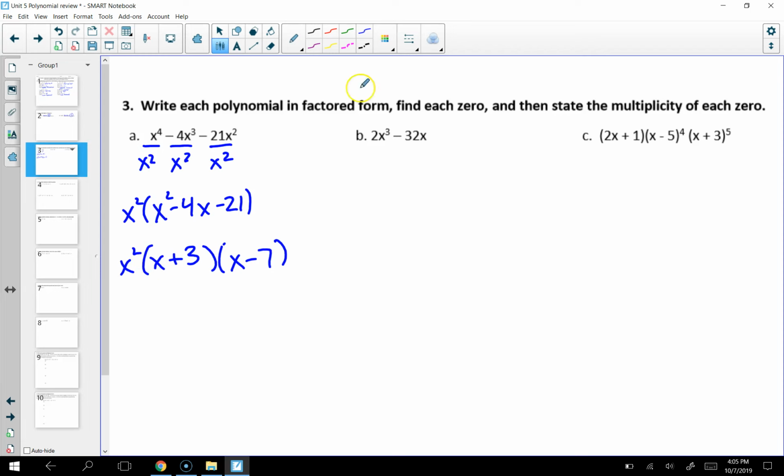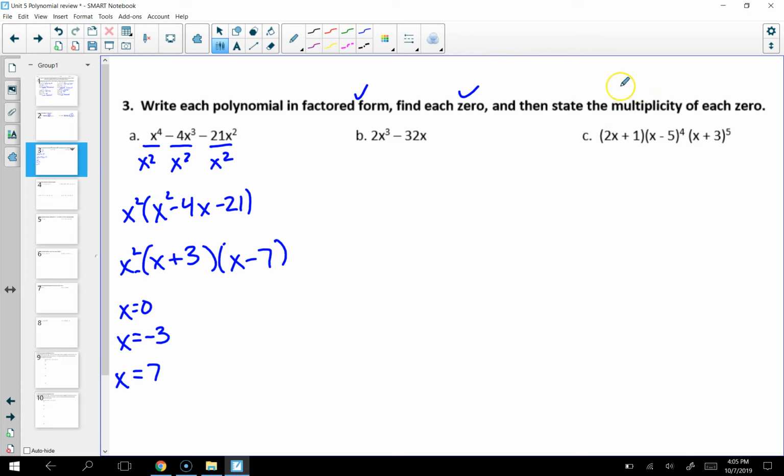So to solve, I've done that part. Now find each 0. Okay, well from this first piece, x squared, that is just x equals 0. This middle piece, x plus 3, that is x equals negative 3. And then x minus 7 is x equals 7. Remember, you take them out of the parentheses and change its sign.